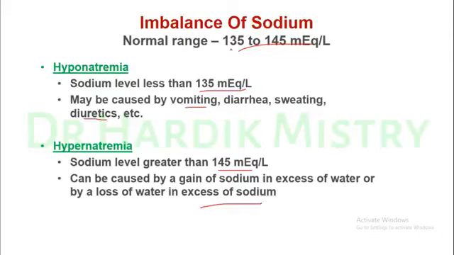So both these conditions are known as imbalance of sodium. The normal range is around 135 to 145 milliequivalents per liter. If the sodium level is below normal, the condition is known as hyponatremia, and if the sodium level is above normal, the condition is known as hypernatremia.